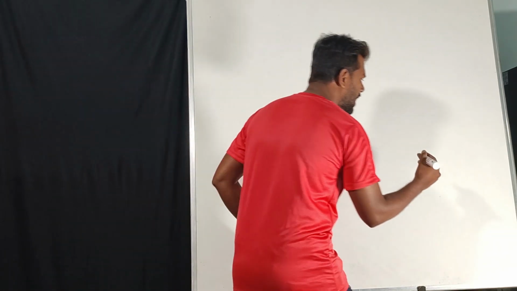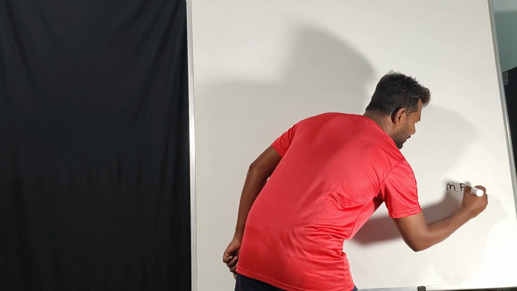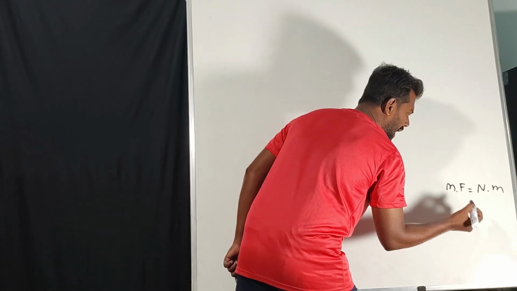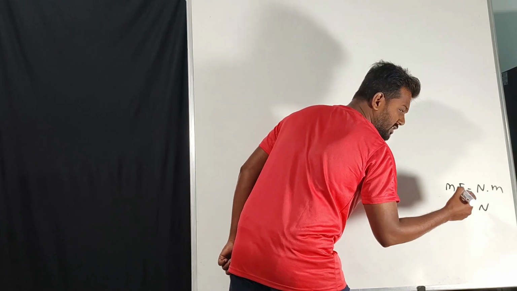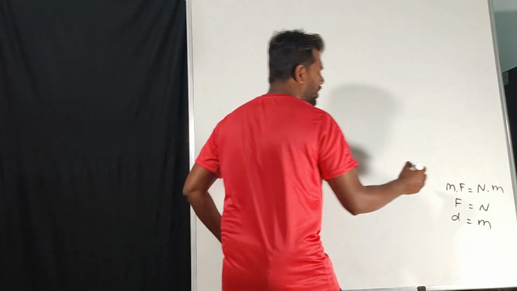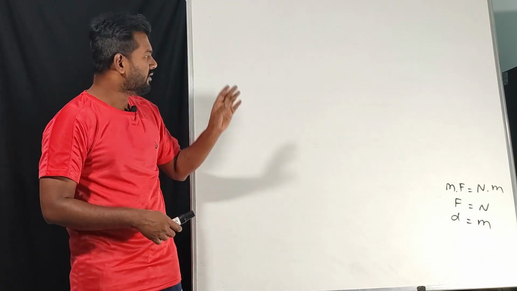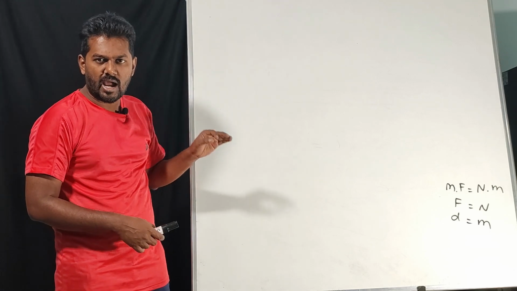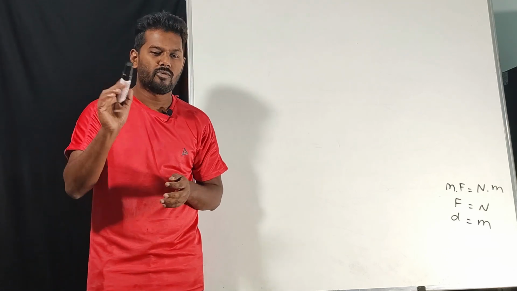So what is the SI unit of moment of force? The SI unit of moment of force is Newton meter, the SI unit of force is Newton, and the SI unit of perpendicular distance is meter. Based on this, we can easily identify what data is given, write all the data, and then we can solve the numerical. Now we'll solve our first question.